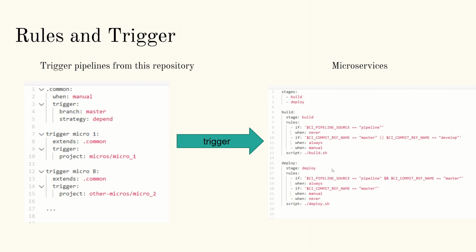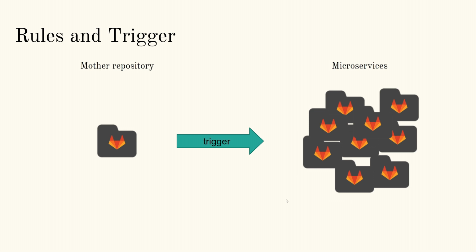And the deploy job should be always spawned if the pipeline is triggered on master branch, the first rule. If it's not triggered, but it's a master branch, the job should be manual, second rule. And otherwise, we want to hide this job, the last rule. So this way, in our mother repository, clicking on trigger job for a specific project, we will trigger a pipeline in this project, but in this pipeline, we will only see a deploy job.